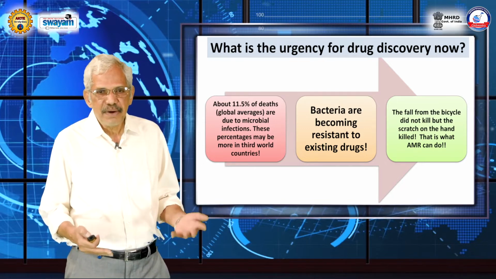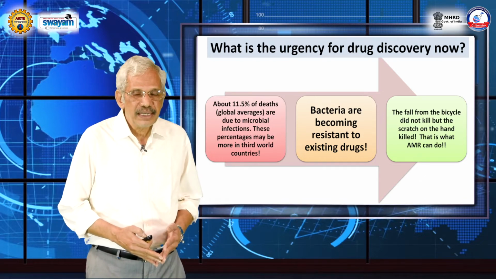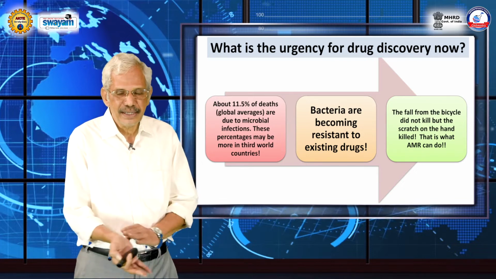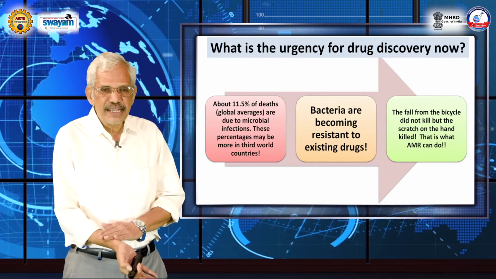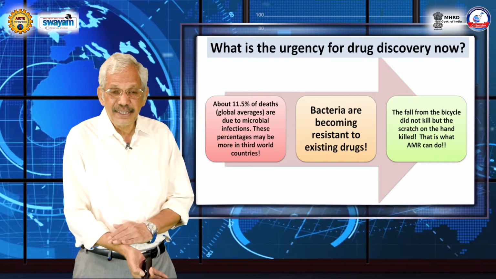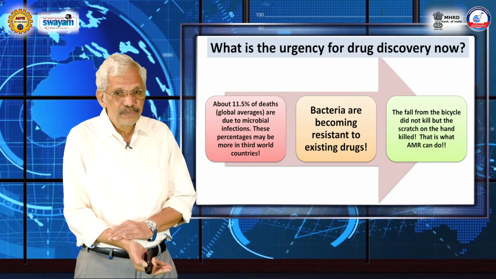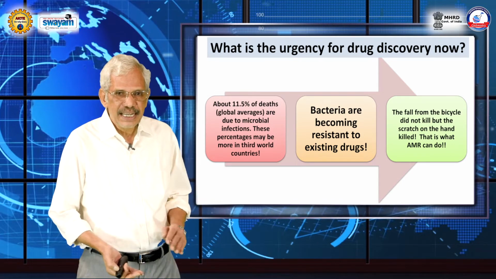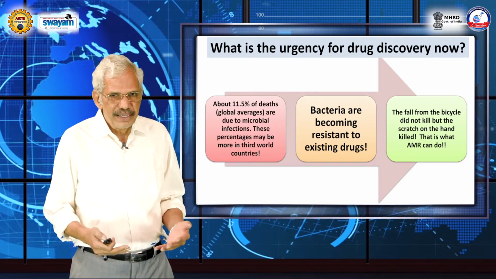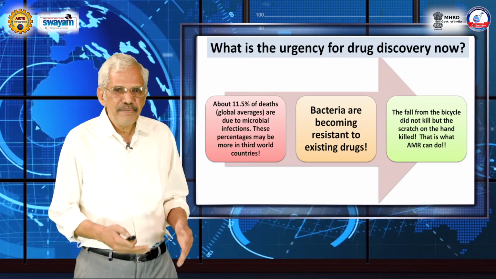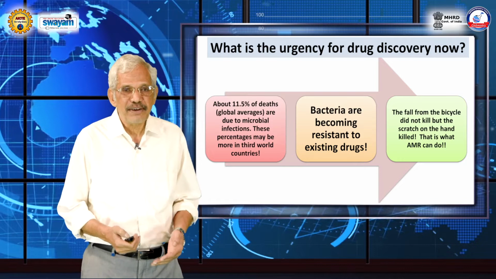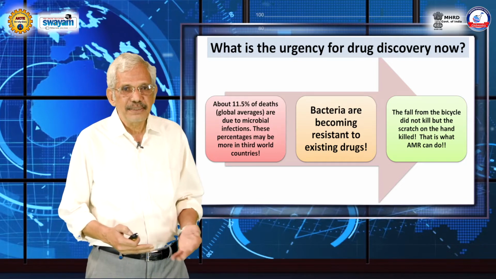So what can this AMR, antimicrobial resistance, do? Well, it doesn't have to be a deadly disease to kill people. It could be a simple fall from a bicycle of a little kid, and that little scratch on the hand can be a colony for bacteria. And since none of the antibiotics is working, the kid can die. That's a serious disaster situation if we don't discover. So let's commit ourselves to discovering and developing new antibiotics, and keep some of them in store so that bacteria don't know that you already have some newer weapons in your arsenal against them.